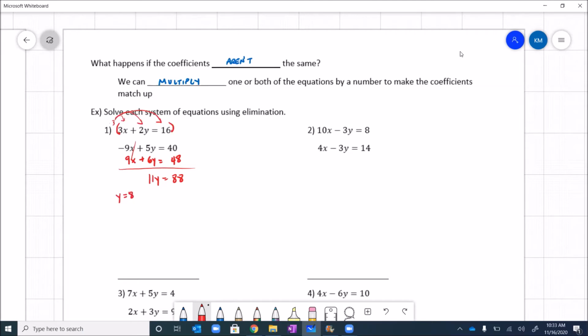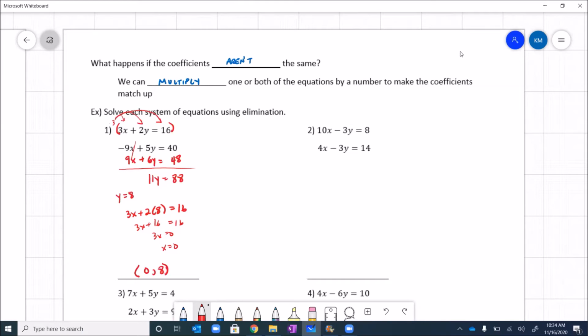Okay. Now that y equals 8, I can plug it into either one of the equations. I'm going to choose the top one and say 3x plus 2 times 8 equals 16. 2 times 8 is 16, so 3x plus 16 equals 16, or 3x equals 0. And x equals 0. So my solution should be x is 0, y is 8.